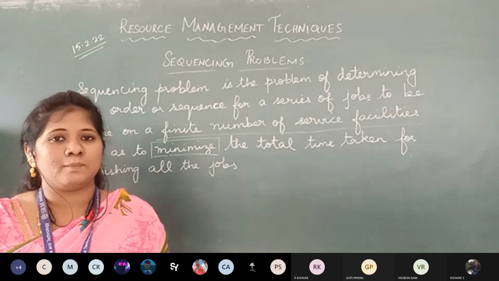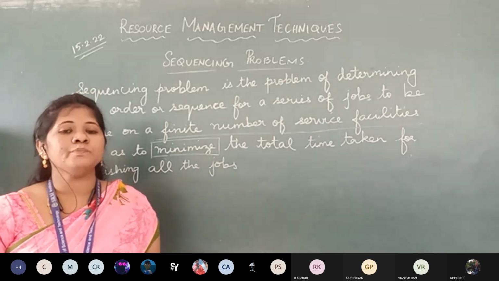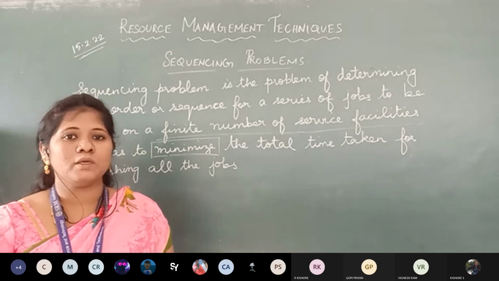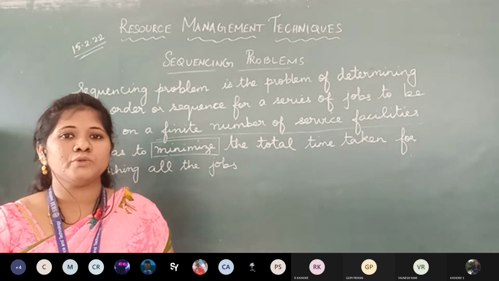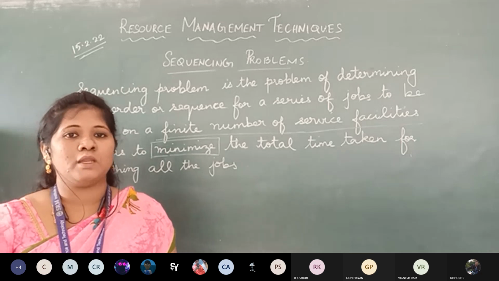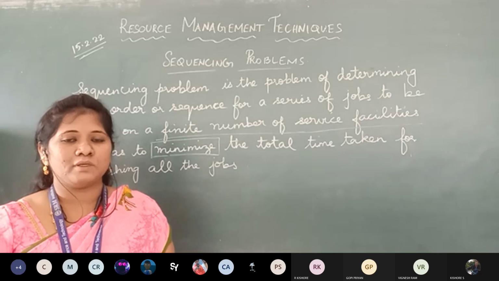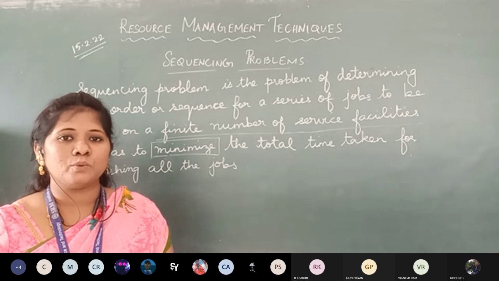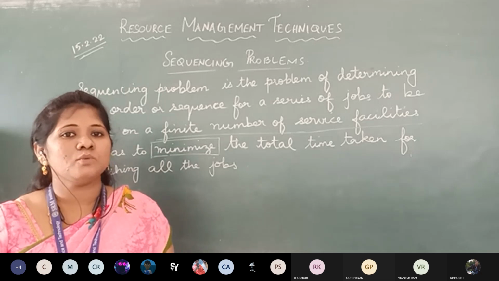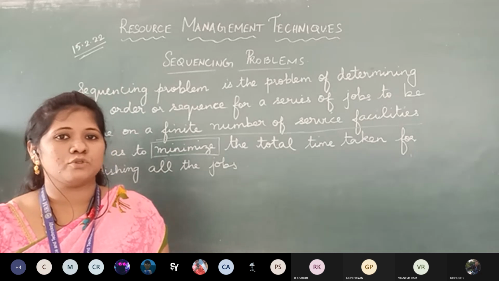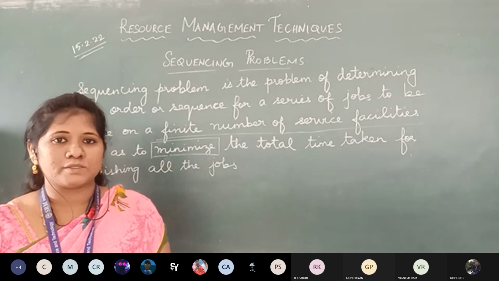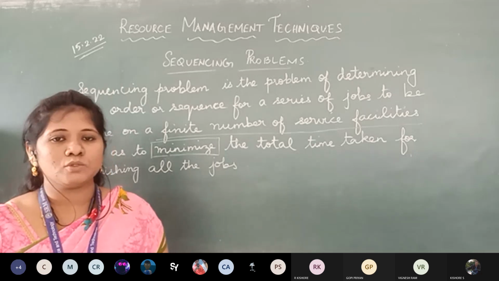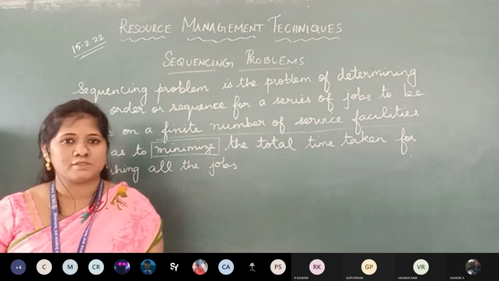And the no passing rule is this: if you've got a two machines problem, you will start with M1. If you don't have the minimum value in M1, then you will go on to machine M2. Before that, you should not go to M2. That is the no passing rule. These are the three definitions used in the sequencing problem. We will write them down because in your MCQ they can ask you.